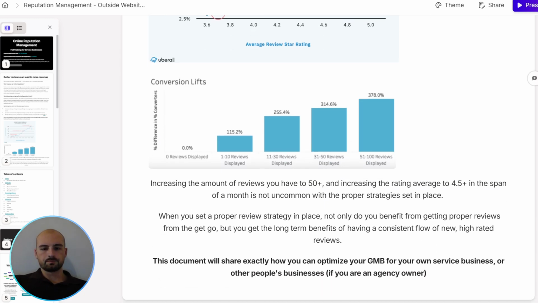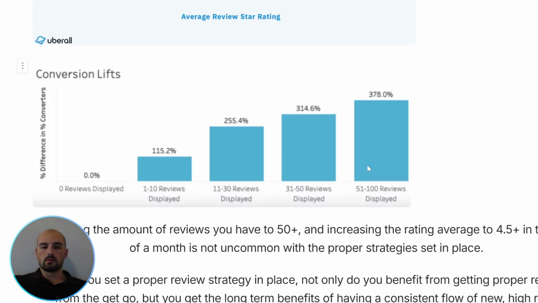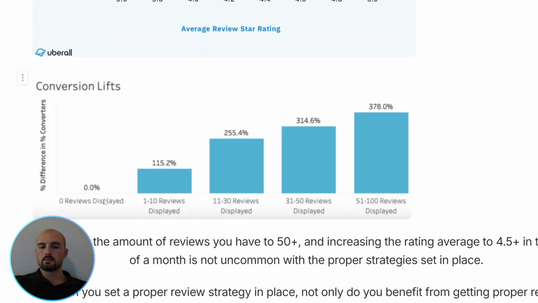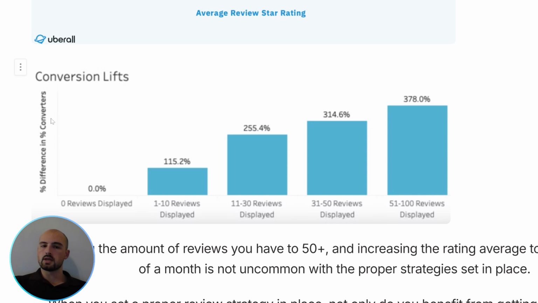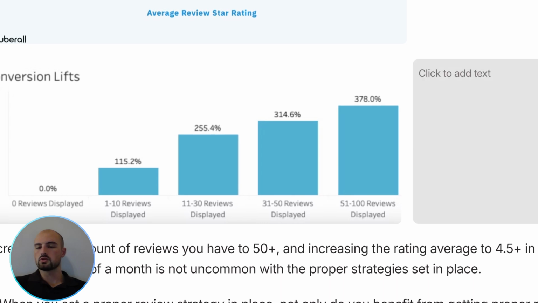Now, in terms of the number of reviews, this is from Google My Business again. You see here 0 reviews displayed, and the difference in conversion rates, the difference in the percentage of people who convert. You go from 0 to 1 to 10 reviews, 115%, 11 to 30 reviews displayed, 255%, 31 to 50, 300%. So you see how it steadily increases, and I would assume it increases even more after that.